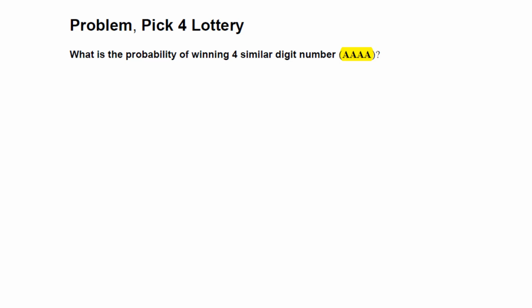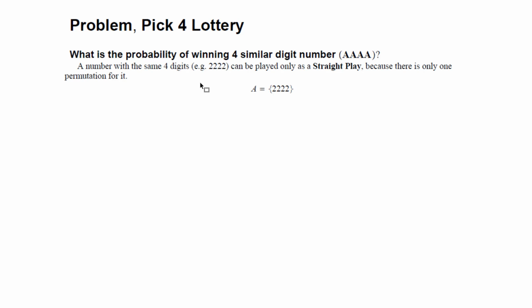Another question, what is the probability of winning a 4 similar digit number? So we have a ticket with the form AAAA. In such case, let's assume this ticket is 2222. This ticket can be played only as a straight play, and the reason why, it cannot be permuted more than once only. So we have only one possible outcome of this event, and its probability is 1 divided by 10,000.